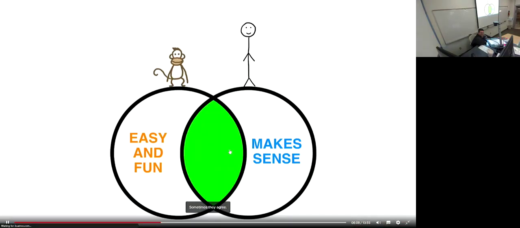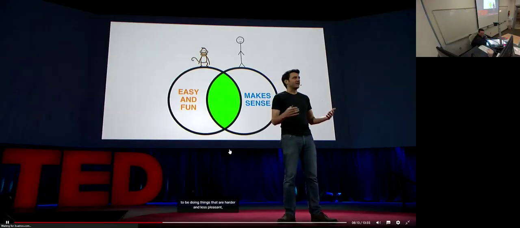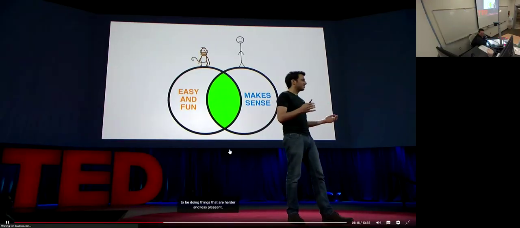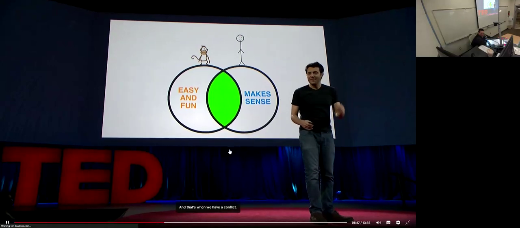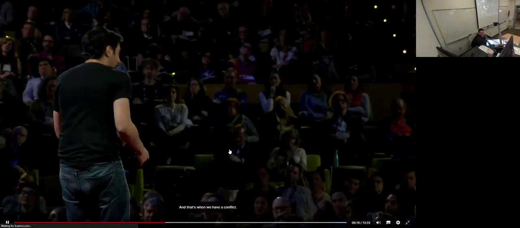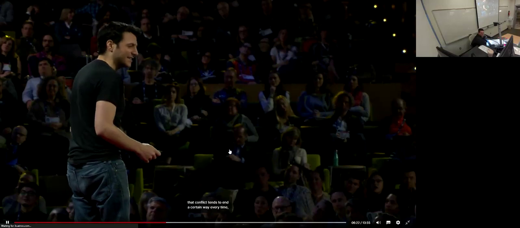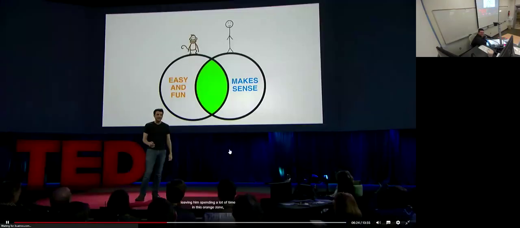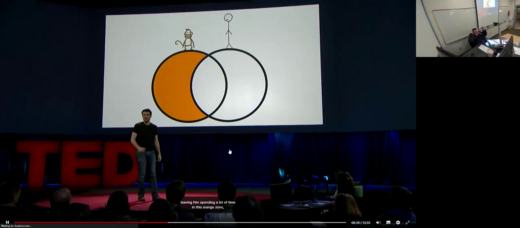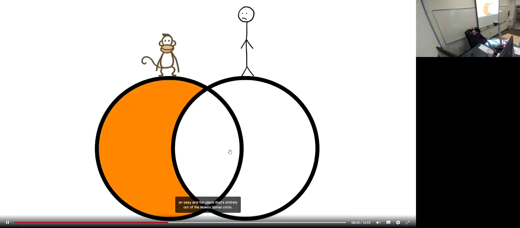Sometimes they agree. But other times, it makes much more sense to be doing things that are harder and less pleasant for the sake of the big picture. And that's when we have a conflict. And for the procrastinator, that conflict tends to end a certain way every time, leaving him spending a lot of time in this orange zone, an easy and fun place that's entirely out of the make-sense circle. I call it the dark playground.